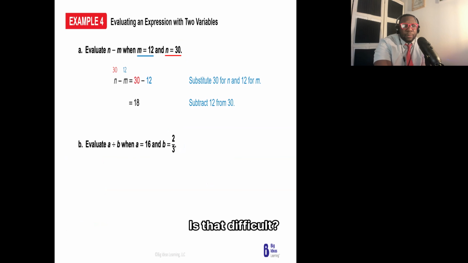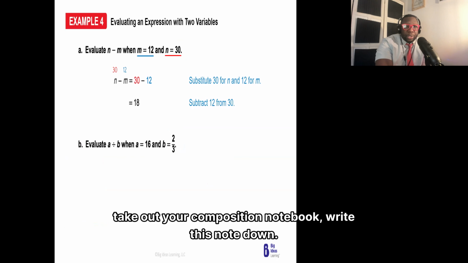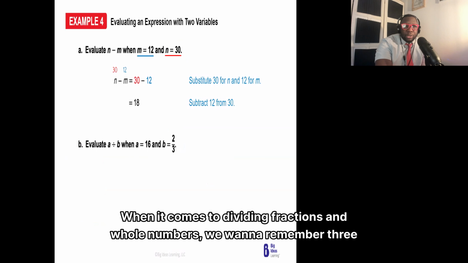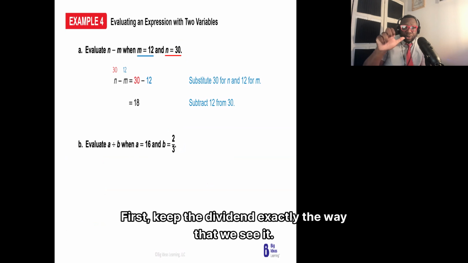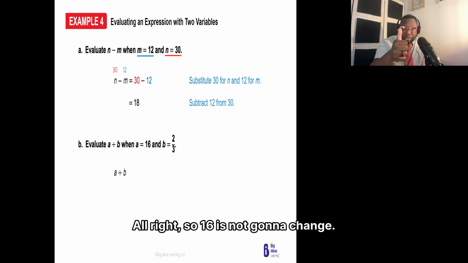Is that difficult? Hopefully you're not going to get too worried about this, but if you are, take a moment, take out your composition notebook, write this note down. When it comes to dividing fractions and whole numbers, we want to remember 3 letters that are going to tell us to do 3 things to solve. First, keep the dividend exactly the way that we see it. So in this case, A is our dividend because that's to the left of the division symbol. All right, so 16 is not going to change. A is not going to change.